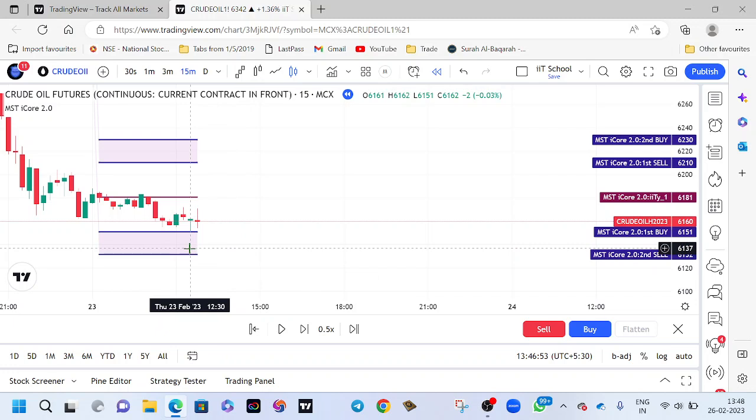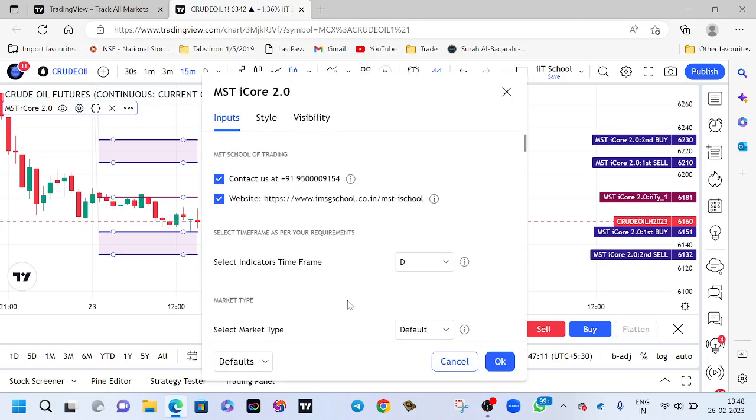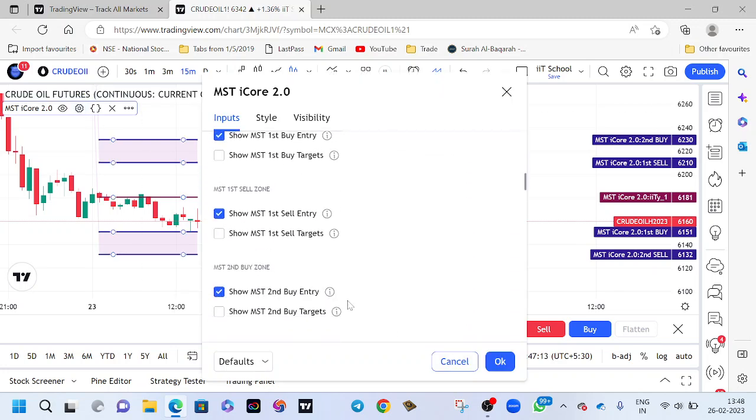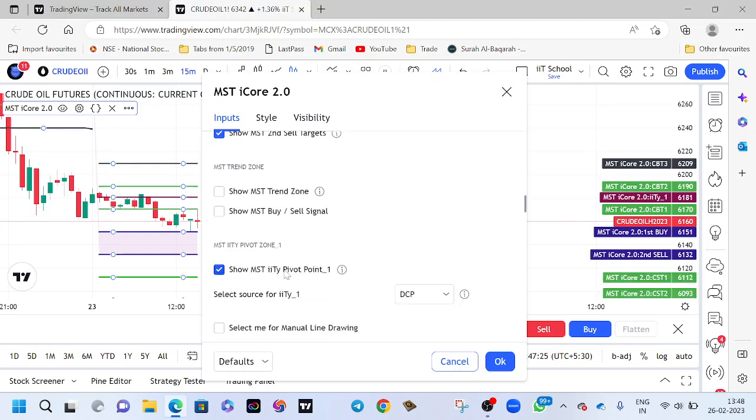So once the market has reached the buy level, either you can directly wait for the midpoint. What is the midpoint? 6181. It means you will get 30 points profit. Otherwise, you come to the indicator settings, the mid level. It looks like an engine button. Then come down, and select the first buy targets and disable first sell entry, second buy entry, and enable second sell targets and disable TCP, that is the mid level.